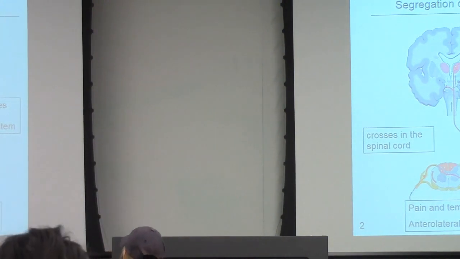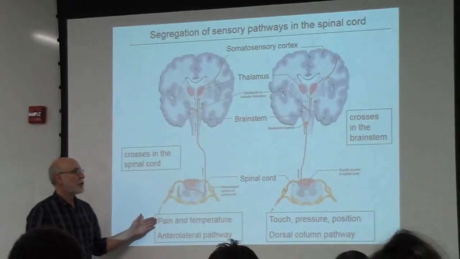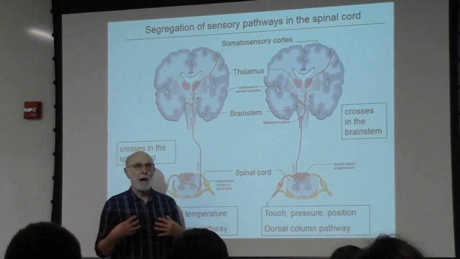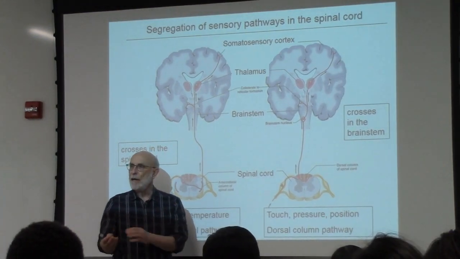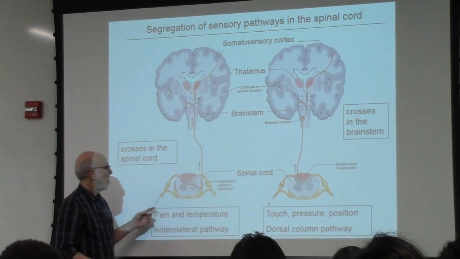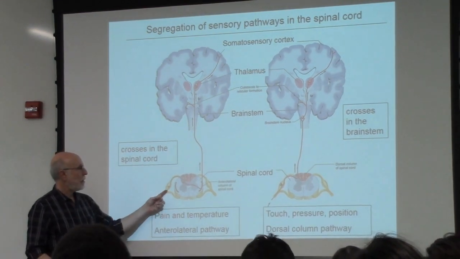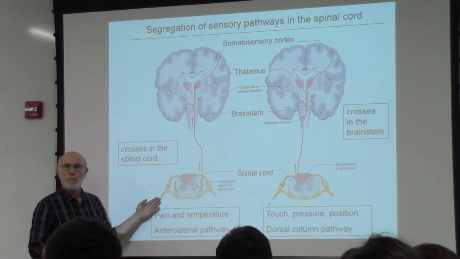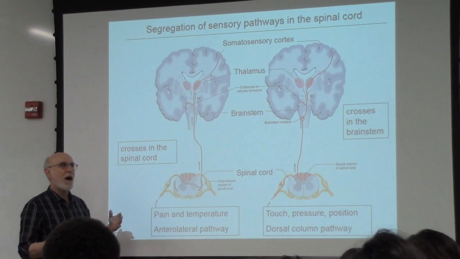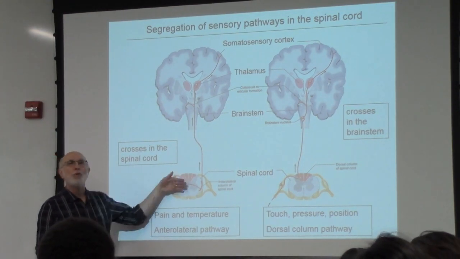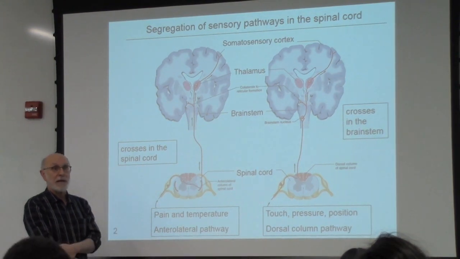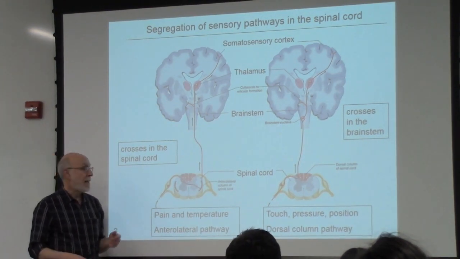So you'll recall, this is review, that pain, temperature, touch, pressure, and position information from the body, from the skin and from the muscles, enters the spinal cord through sensory afferents. We'll start to use that word more and more. Afferent means a neuron that is bringing information to the brain. And then we'll talk later about efferents that take information from the brain to the body. So we're talking about afferents now.